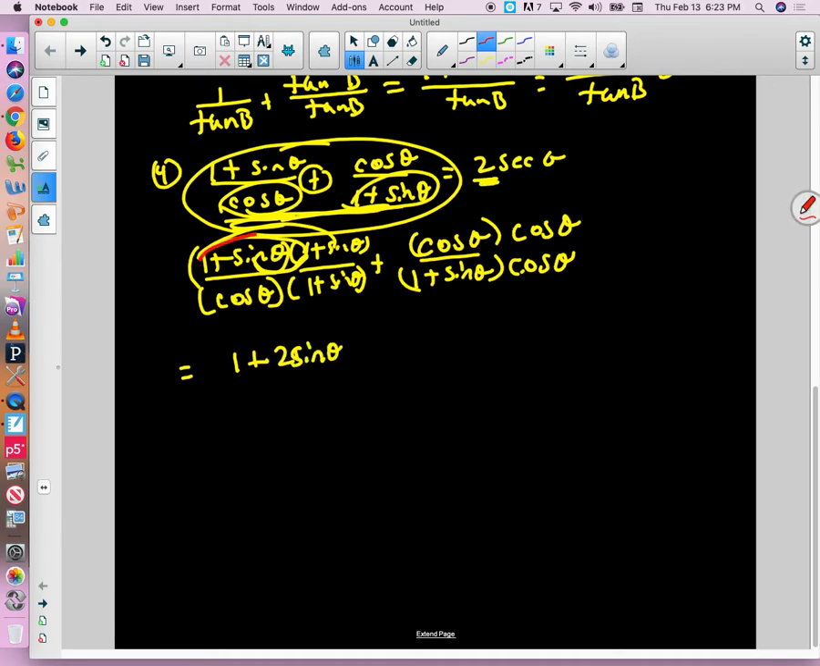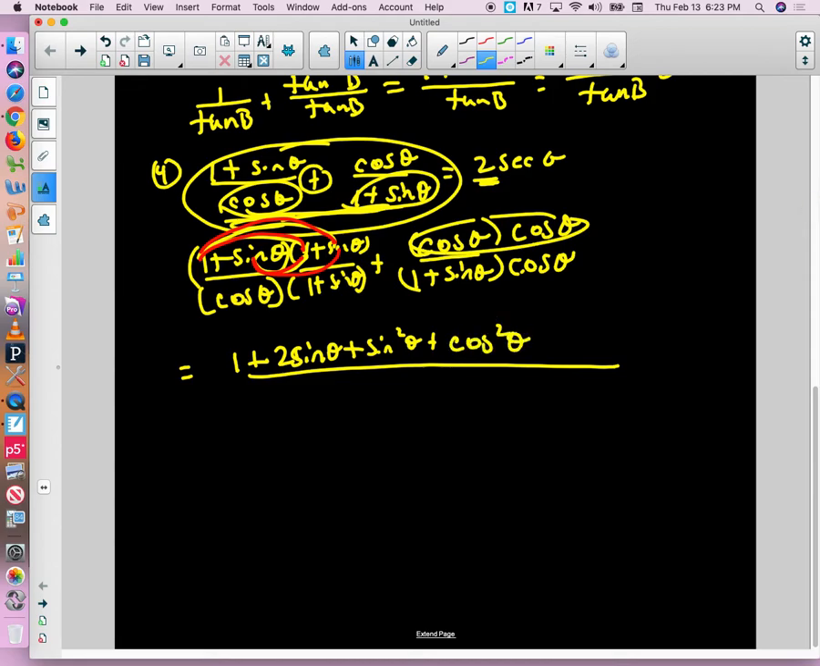So once again, that's 1 plus sine plus sine plus sine times sine is sine squared. And this is cosine squared. And it's all over this common denominator. I'm not multiplying my denominator out. I hardly ever do.